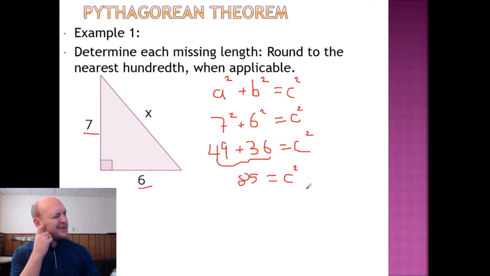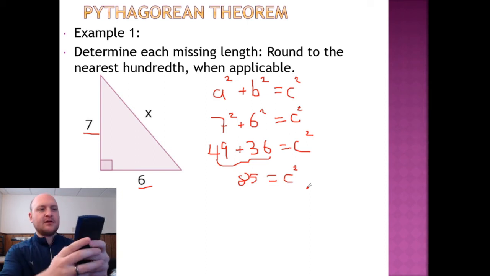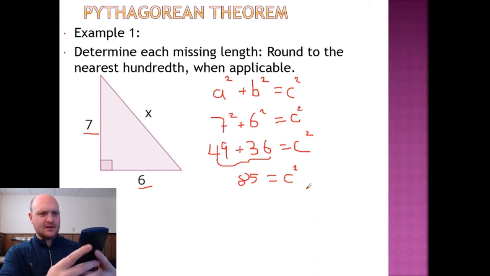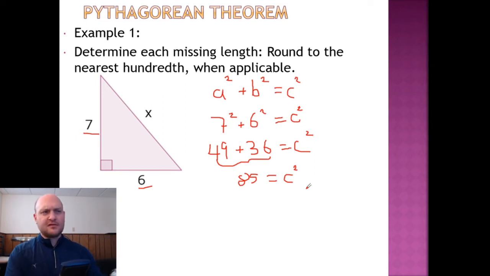You know, I would know this if it was 81. If it was 81, then I could do 9 times 9 and get 81. But that's 85, and I don't know what times itself is 85. I think I'm going to need a calculator here. So I can do the square root of 85. Yeah, so square root, meaning that I have to take the square root of both sides.